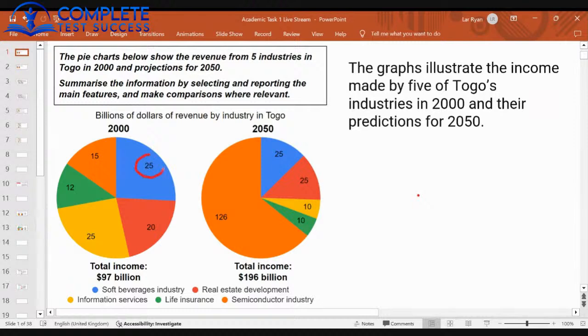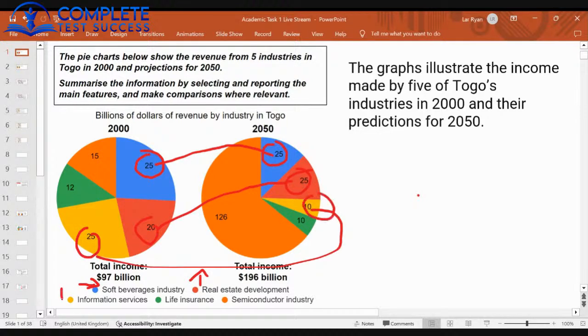Okay, so 25 up to 25. Okay, so blue stayed the same. 20 to 25 for red. So red was an increase. 25 down to 10. So yellow was a decrease. 12 to 10. So that's another small decrease, but a decrease nonetheless. And then 15 to 126, so a massive increase for the orange category.